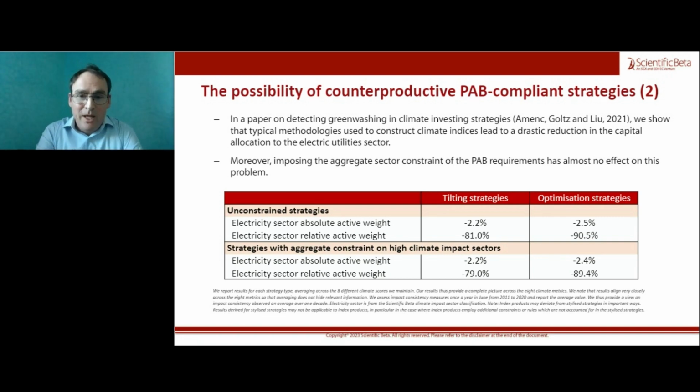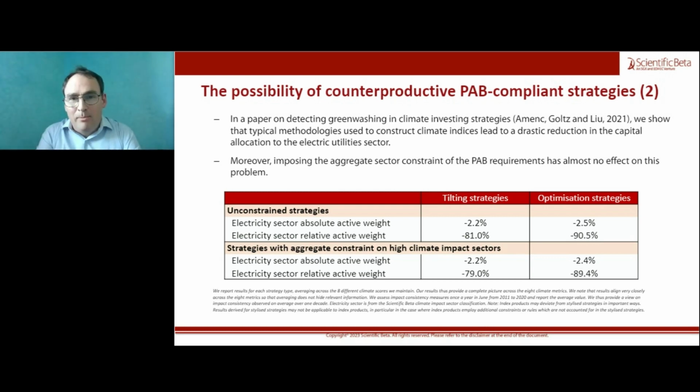The problem is that this is high climate impact sectors in aggregate, and this represents about 2/3 of the market. 2/3 of the total market cap is considered high climate impact, and within that, you're allowed to play around with individual sectors. So even if you put the PAB constraints in terms of sector weights, you see here the numbers are basically unchanged. They are not binding when it comes to avoiding the problem of underfunding of electric utilities.